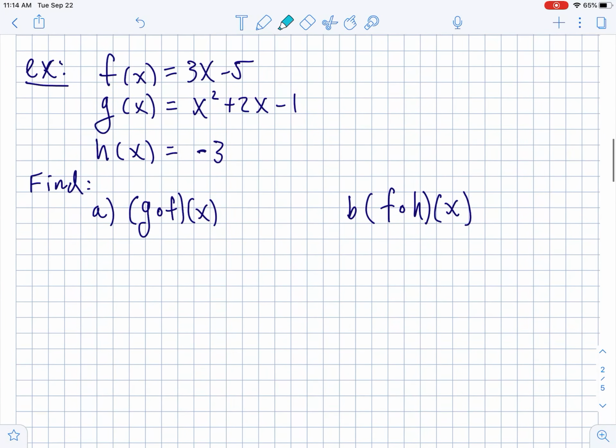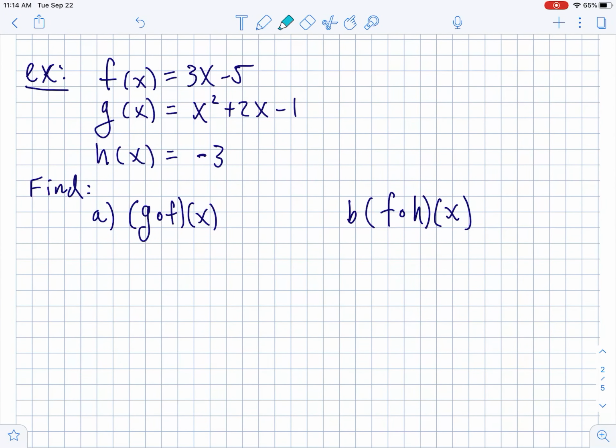So, quick example. If f of x equals 3x minus 5 and g of x equals x squared plus 2x minus 1, and h of x equals negative 3, we're going to find g of f of x. So that means putting f of x into g of x.